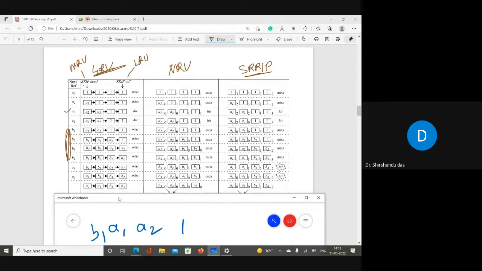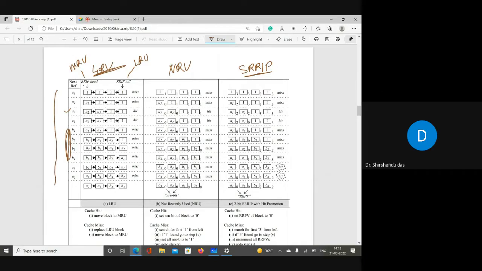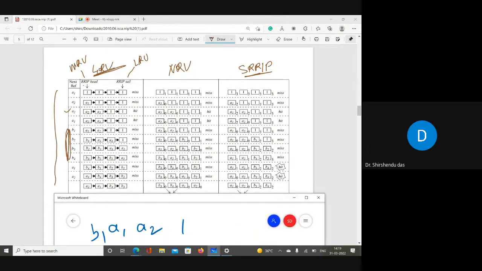So if you just follow this LRU column, there are only two hits, right? There are only two hits. Remaining all are misses. So they are using a specific pattern. You have to observe the trace here. The trace is this: A1, A2, A2, A1, and after this there is a small scanning trace in between.